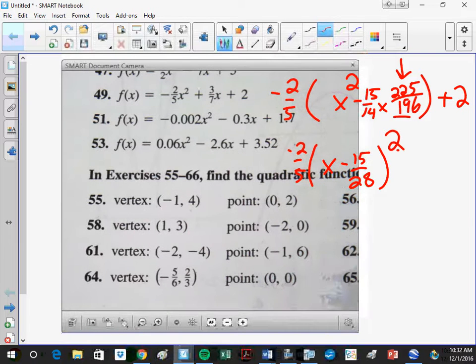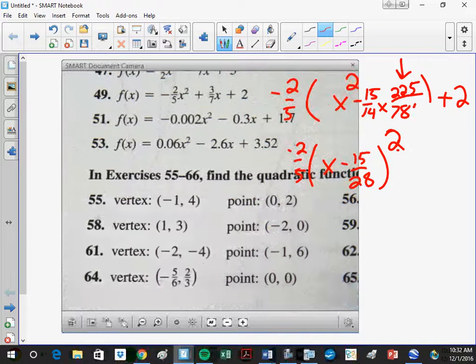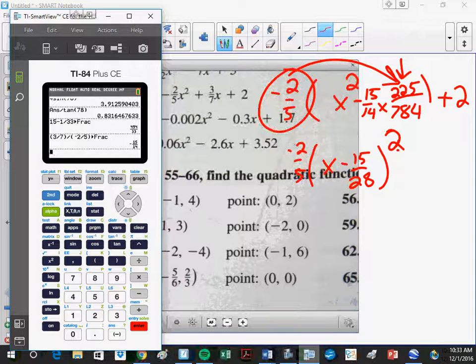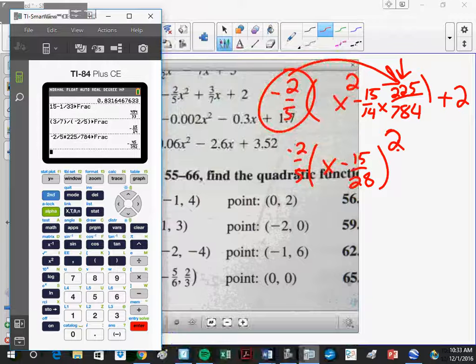Oh, it's 28, sorry. I squared the wrong one. Sorry, I squared 14. What is it? 784. But it's not really 225 over 784. It's negative 2/5 of that. So this influences that. So really, negative 2/5 times 225 over 784, this is not going to be a nice number, is negative 45 over 392.